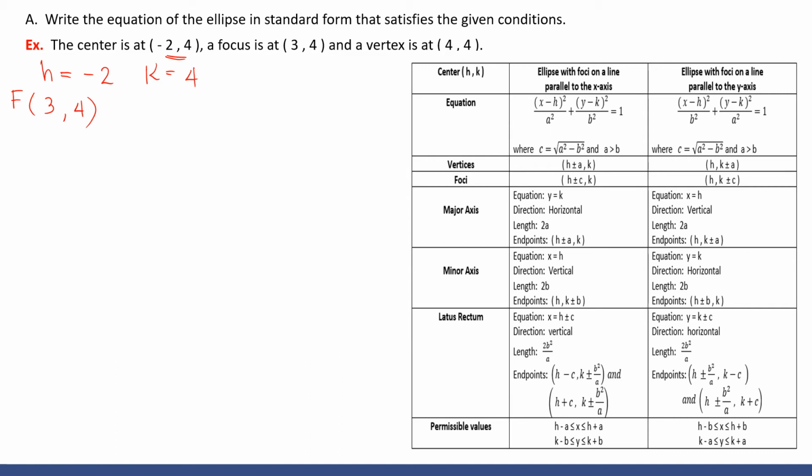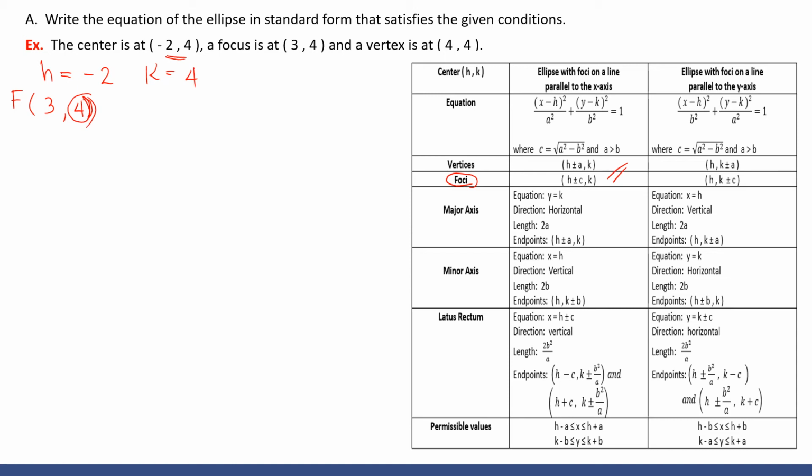Alin kaya dito sa dalawa nating foci ang possible na maging pattern? One is H plus minus C, K, while the other is H and then K plus minus C. If you look at the K value, the value is 4. And if you look at the focus, the Y coordinate is also 4. Quite obvious that we can use this pattern, H plus minus C, K, for the foci. So, ibig sabihin, etong 4 na to is your K value.